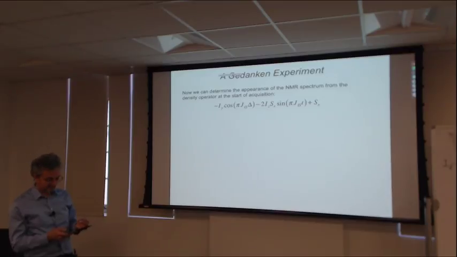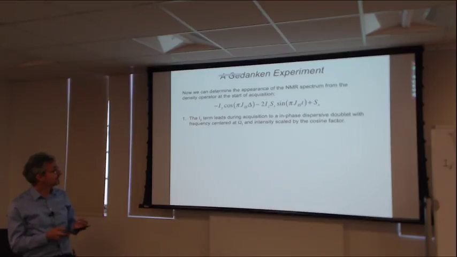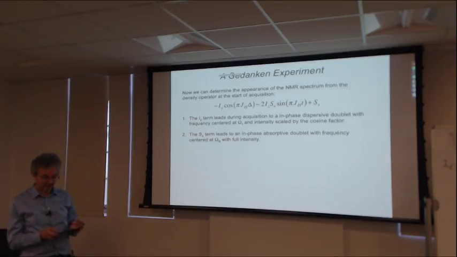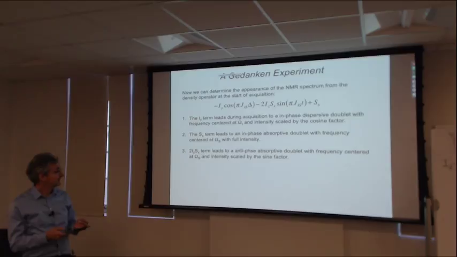So this is what we just kind of said. The first term gives us an in-phase dispersive doublet at the I-spin frequency. The SX term gives us an in-phase absorptive doublet centered at S with full intensity. And then this term gives us an antiphase absorptive doublet at the S-spin frequency scaled by the sine factor.